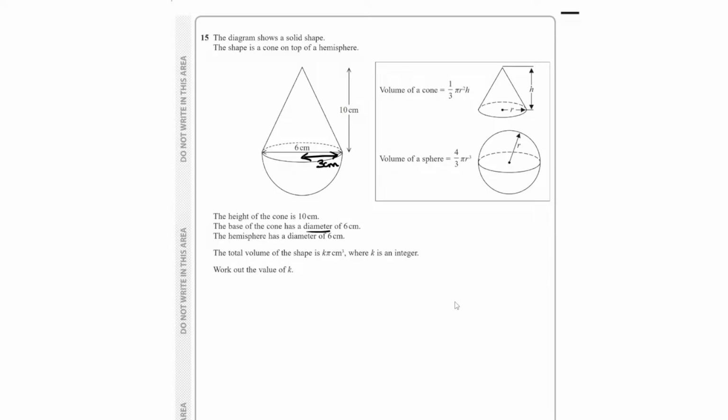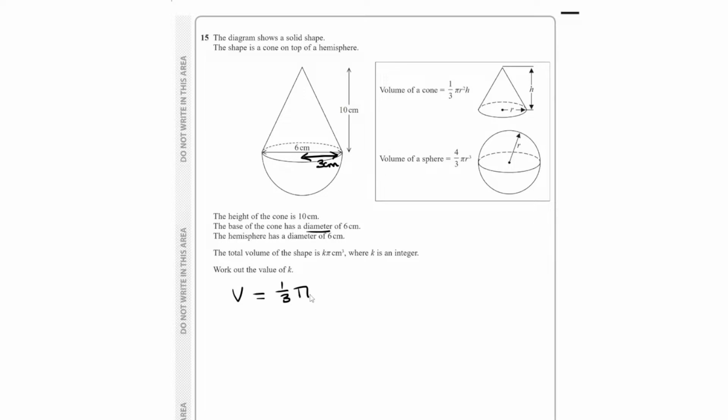The total volume of the shape is k pi centimeters cubed, where k is an integer, a whole number, so work out k. That basically is just saying work out the volume and obviously tell them what coefficient you got. So we can do the volume separately. It's a compound shape. So volume, let's do the cone first.